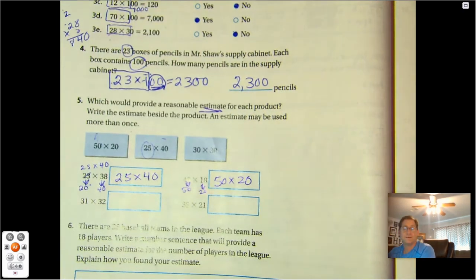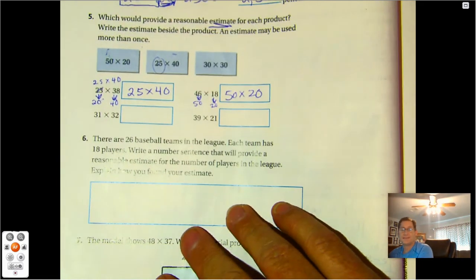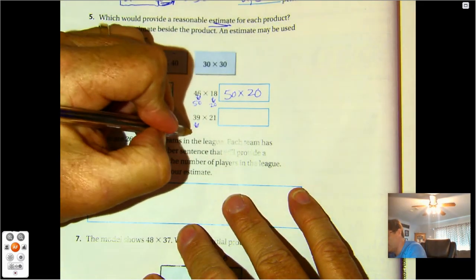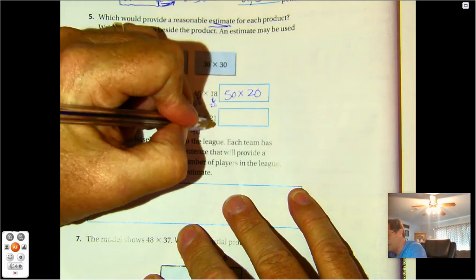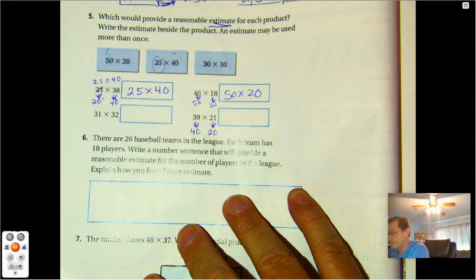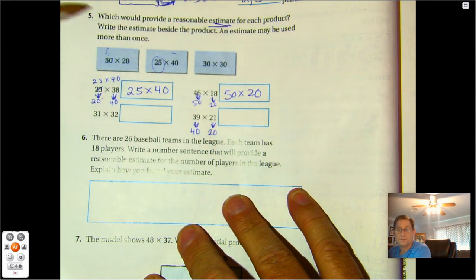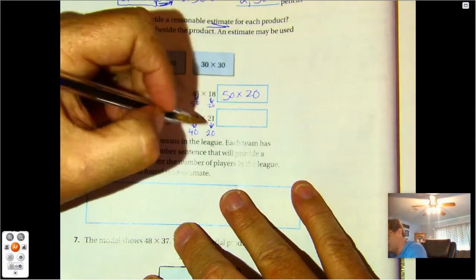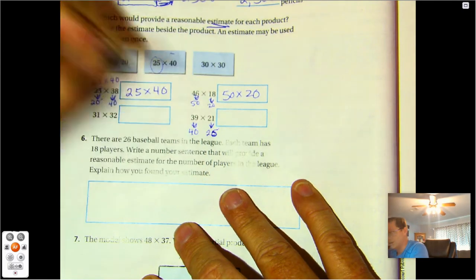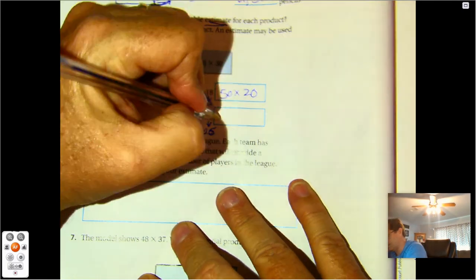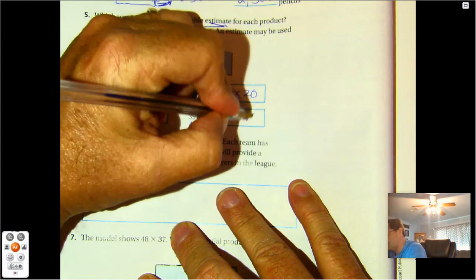All right. 39 times 21. If we round 39 up, we get 40. If we round 21 down, we get 20. There isn't 40 times 20. So again, they must be using compatible numbers of 40 times 25. So I'm going to say 25 times 40.